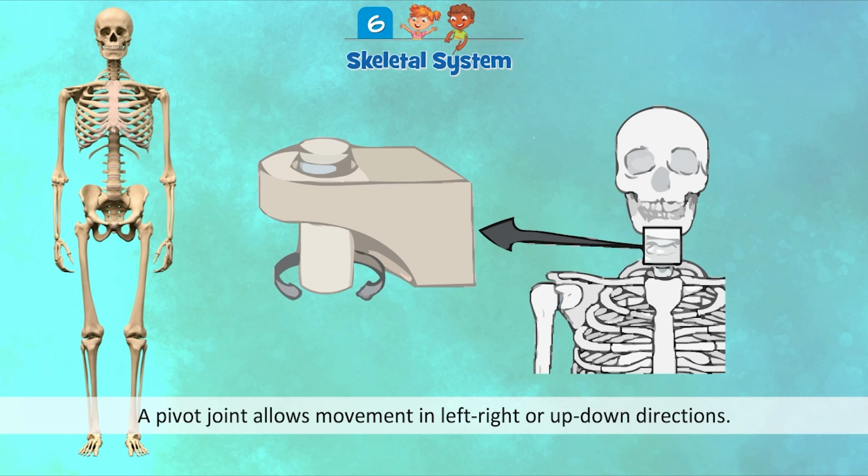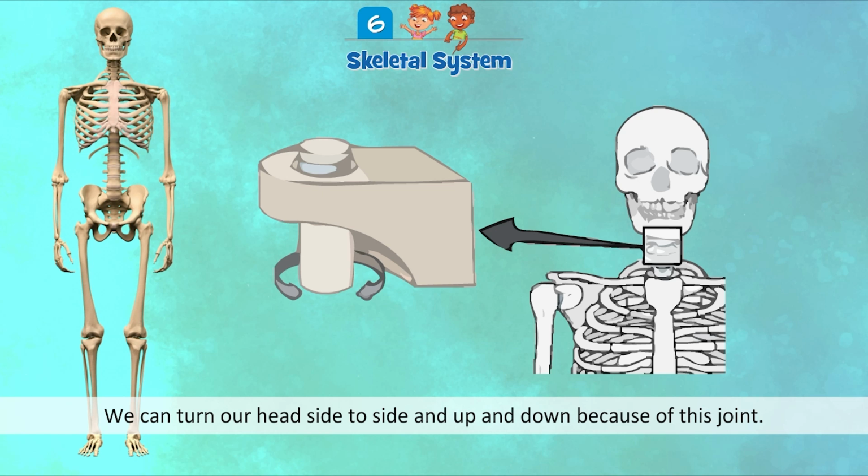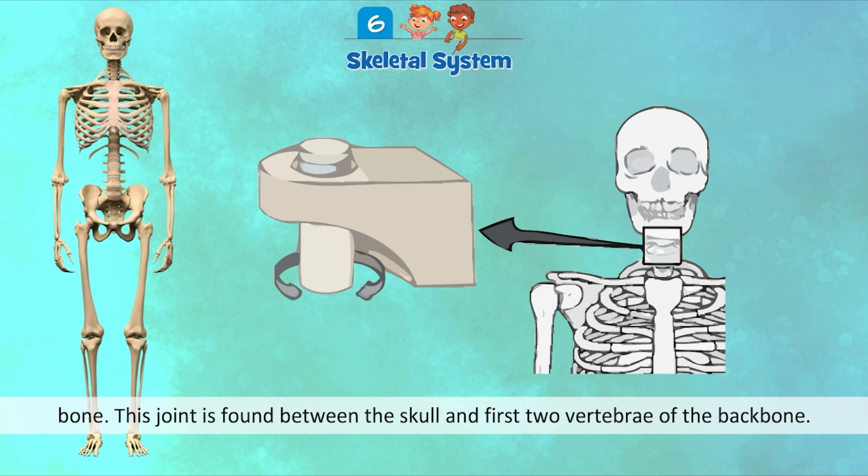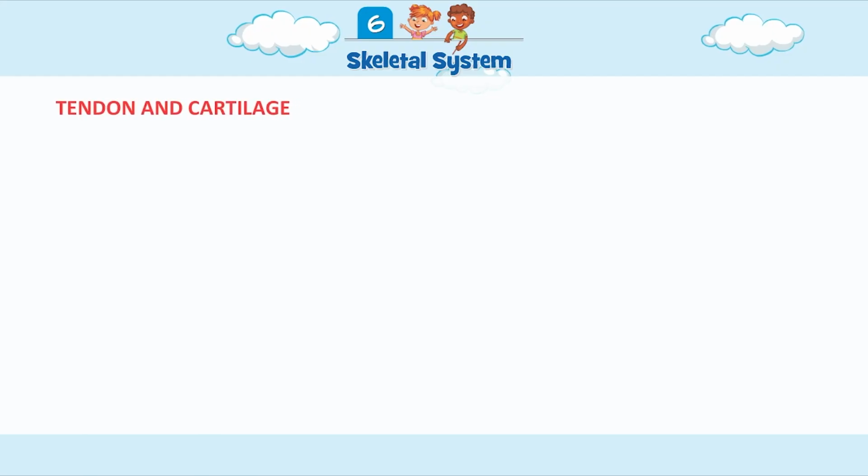Pivot joint. A pivot joint allows movement in left, right, or up, down directions. We can turn our head side to side and up and down because of this joint. In this joint, a rounded or pointed bone fits into a shallow depression in another bone. This joint is found between the skull and the first two vertebrae of the backbone.